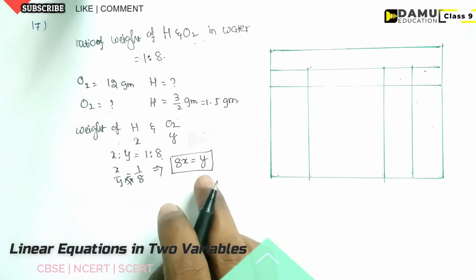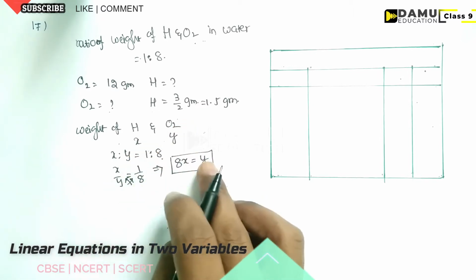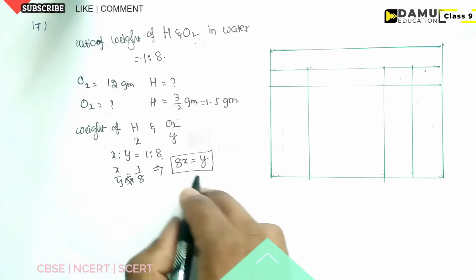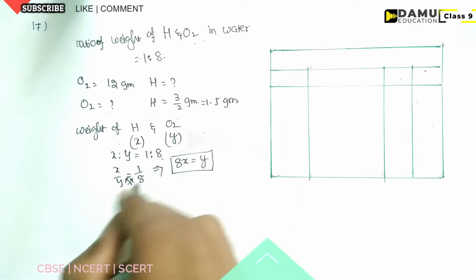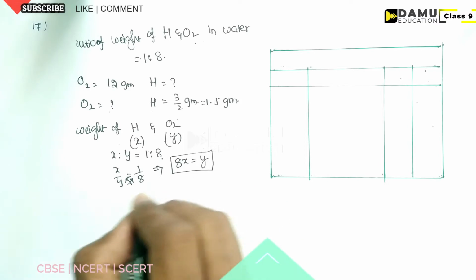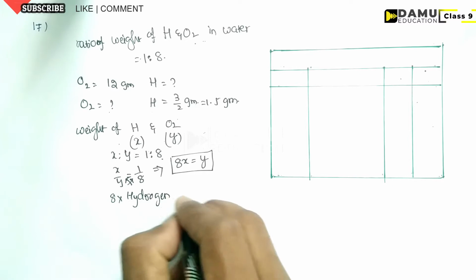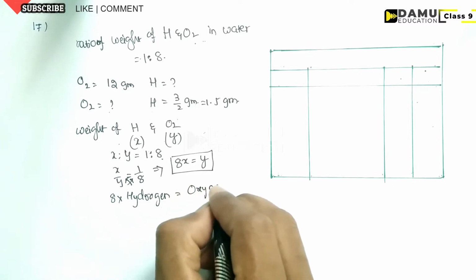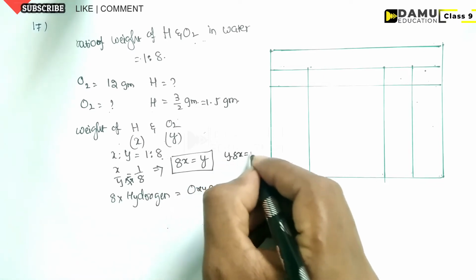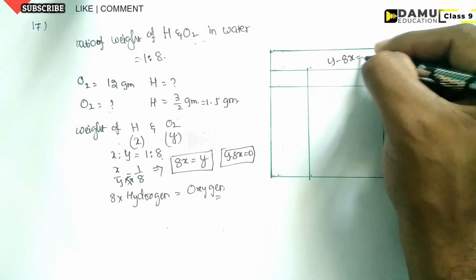So what they are telling here is, for 1 gram of hydrogen, there are 8 grams of oxygen. The quantity of hydrogen is x, then the quantity of oxygen is y. So 8 times hydrogen will be equal to oxygen. This is the format we are taking here. That is y minus 8x will be equal to 0. So you can take y minus 8x equals 0 here.